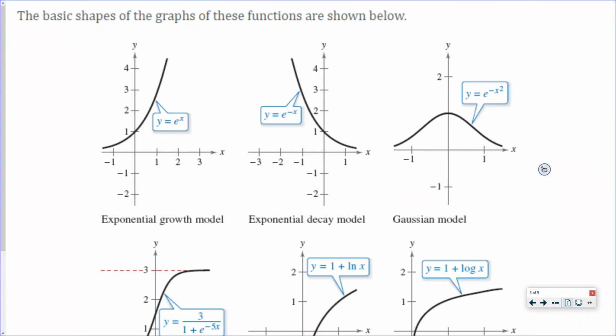Okay, so we're very familiar with exponential growth and exponential decay. We're going to be using our natural base because that occurs most commonly in real life. So I just talked about how if the exponent's positive, it's exponential growth, and if the exponent's negative, it's exponential decay. Okay, here's that Gaussian model.